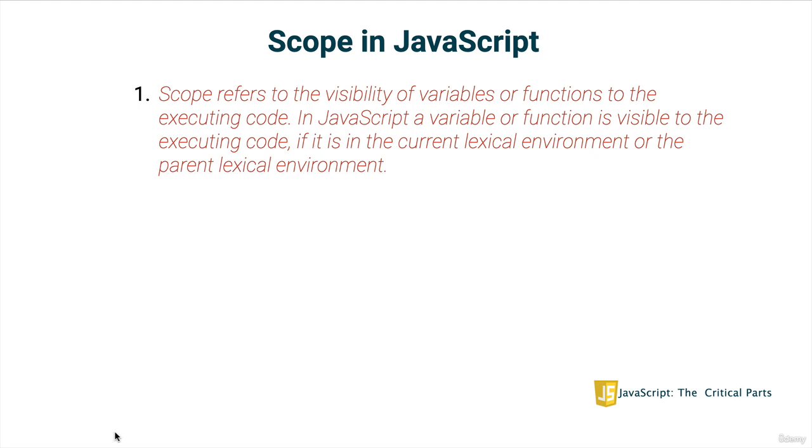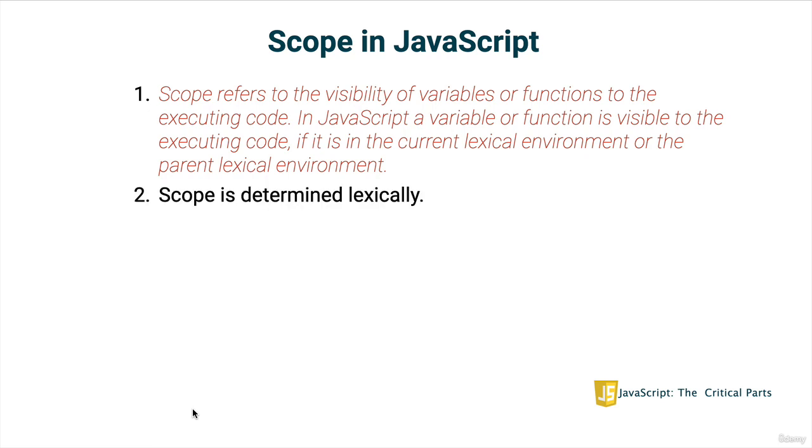So first, the definition. Scope refers to the visibility of variables or functions to the executing code. So basically, when we're at one line executing that line of code, what functions, what variables can that code access? In JavaScript, a variable or function is visible to the executing code if it is in the current lexical environment, or the parent lexical environment. So now here's some important concepts we glean from that definition.